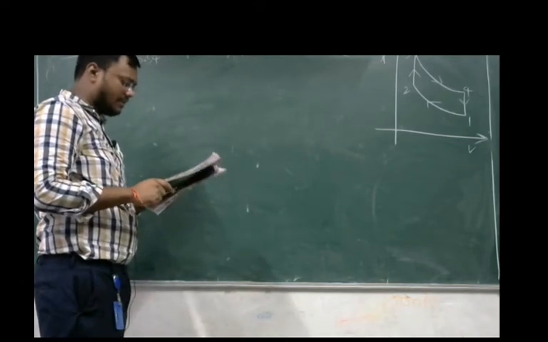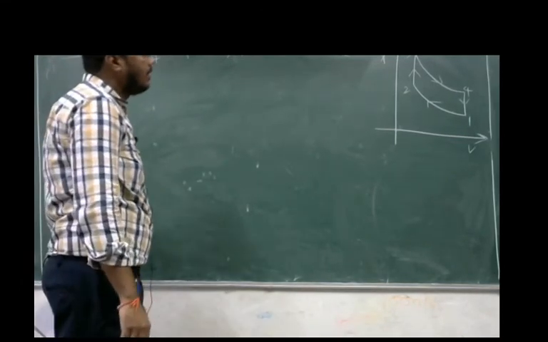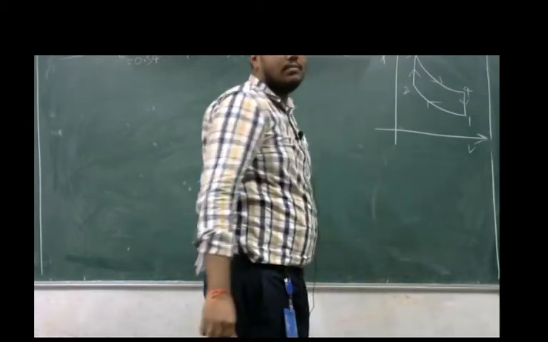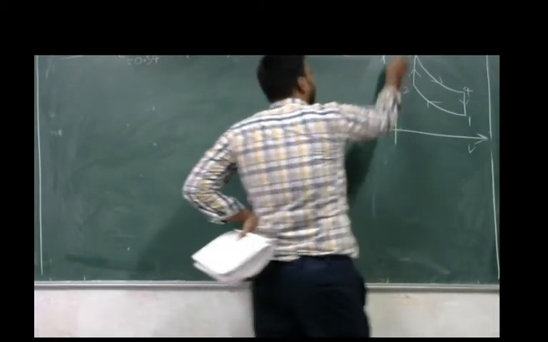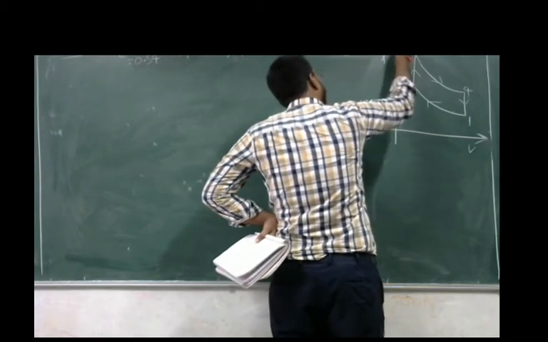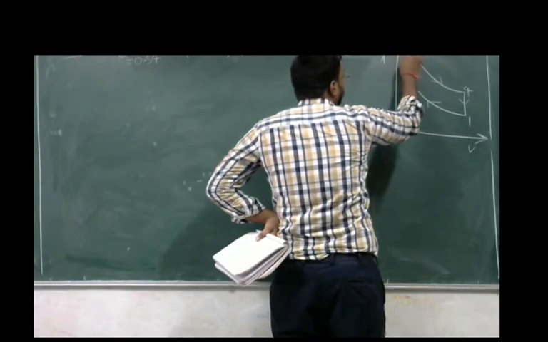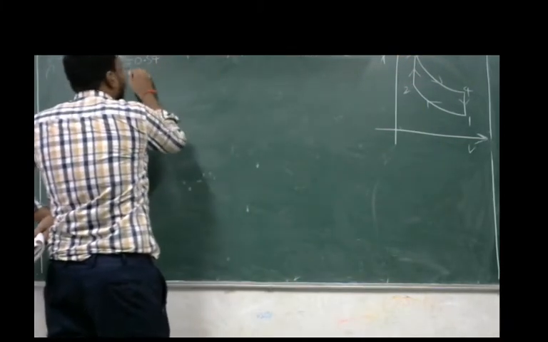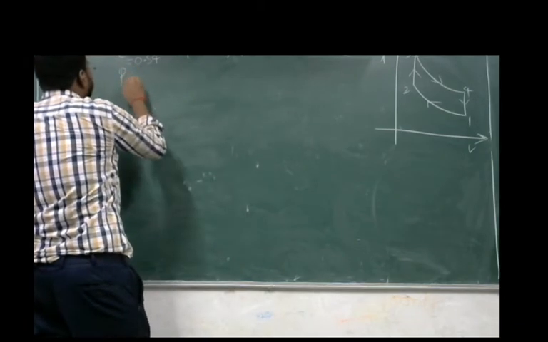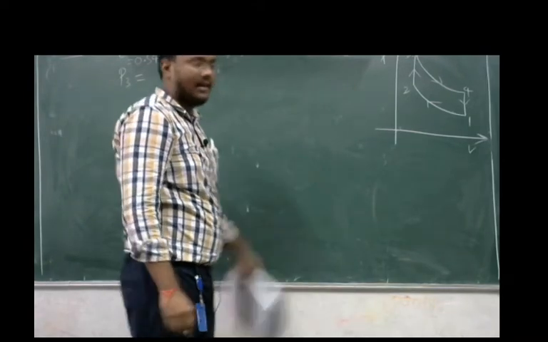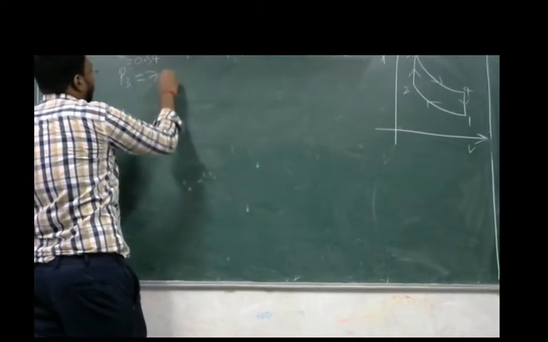The maximum pressure is 75 bar. Maximum pressure is given in the question. From this diagram you can see at which point the pressure will be maximum. This is the pressure plot. On this plot the topmost point will be at higher pressure. The topmost point is point 3. So pressure will be maximum at point 3. Maximum pressure means the value of P3 is given in the question. So P3 is equal to 75 bar.